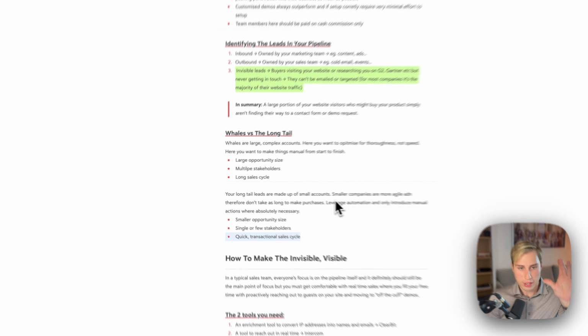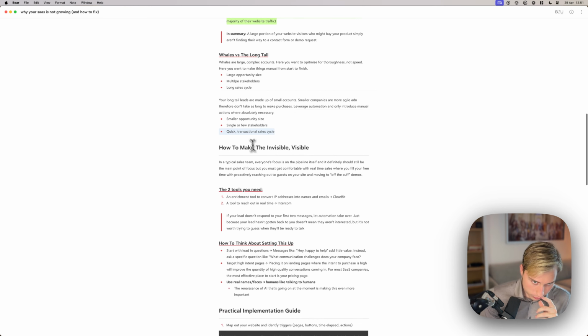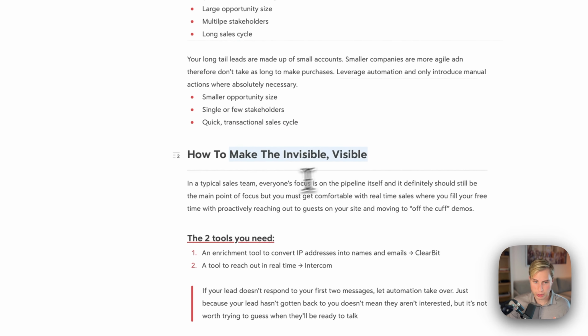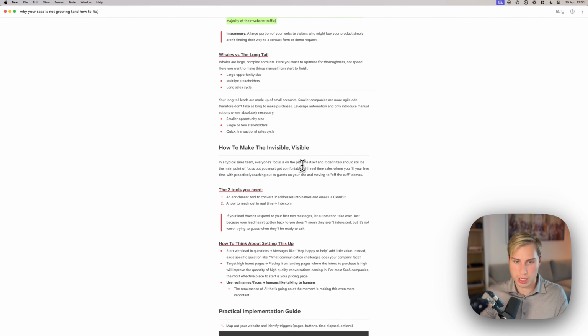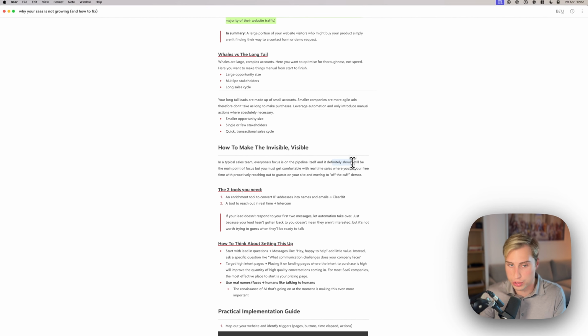Now, let's take all that theory and translate it into something that's actually useful and something that we can implement. So, how to make the invisible visible. In a typical sales team, everyone's focus is usually on the pipeline. If you run a sales team, 99% of the time your day starts with a pipeline review, which is just looking at the pipeline and saying, okay, why are these deals not moving? What is the forecast, etc. That's most of their focus. And it definitely should be. I don't want to tell teams not to do that because your pipeline is the most important element in your business. You should still focus on it.